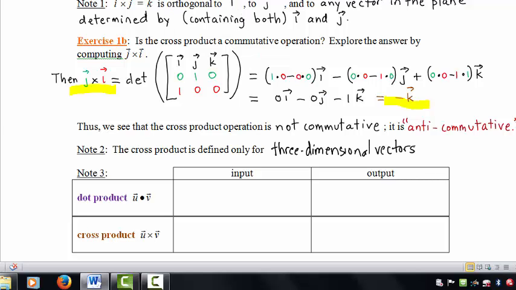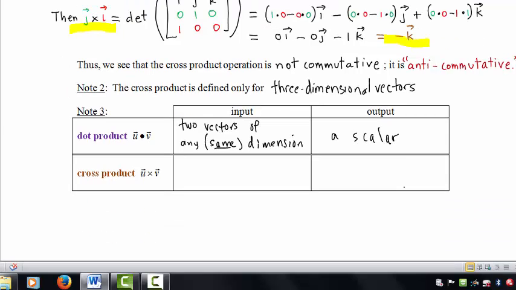So let's do a little comparison here in note 3. We've looked at the dot product before. Now, for the dot product, you bring together 2 vectors of any same dimension. Most importantly, the output of the dot product of 2 vectors is a scalar. And in our class, the scalar is always a real number.